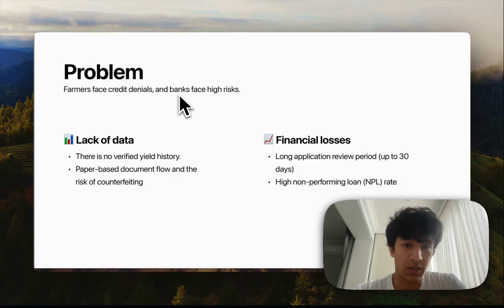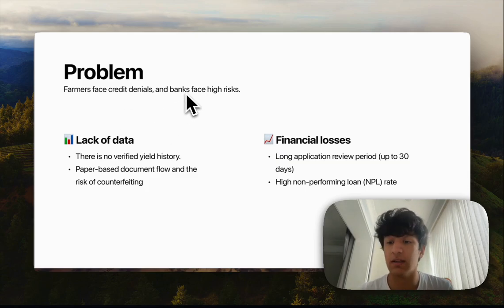So in the farming industry, we see farmers face credit approval problems while taking out huge amounts of loans because this is a high risk for banks. But why is that? Well, firstly, because there's a lack of data. There's no verified yield history, there's a paper-based document flow, and the risk of counterfeiting is also a factor.